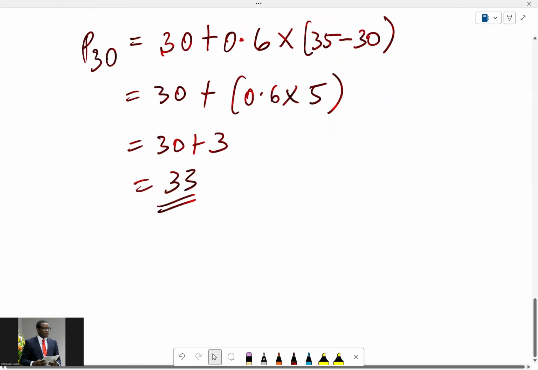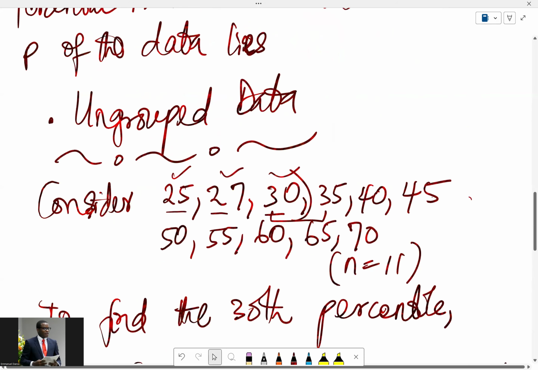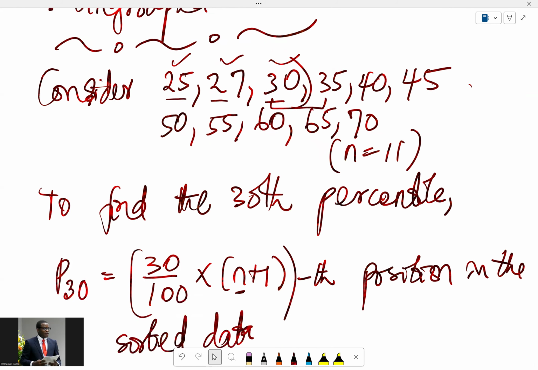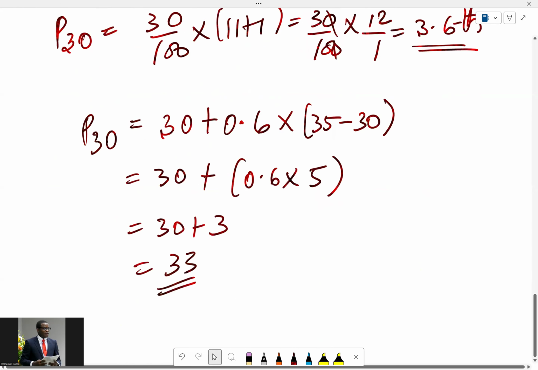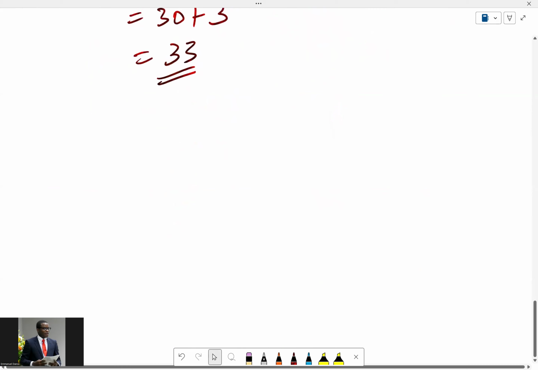So that means that, look, if these are exam scores by students, right? So anybody who scores 33 is in the 30th percentile of all the performance, meaning that the person is better than 30% of all people that took the examination. So that's what that means.